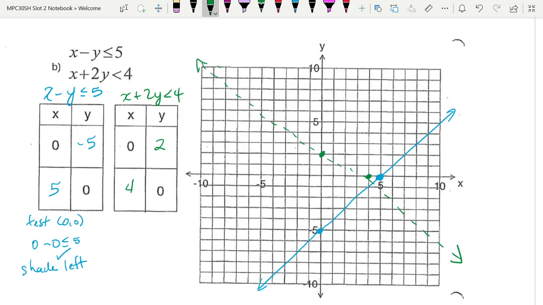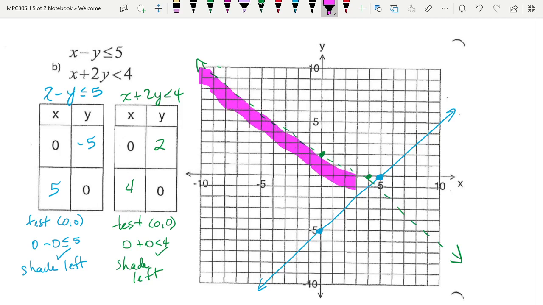Okay, and once again, I'm going to test 0, 0. And 0, 0 tells me that 0 plus 0 is less than 4. So once again, that's true. 0 is less than 4. So I have to shade to the left, don't I? Right? So again, shade left. Okay, so I'm shading left of both lines. Can you kind of see which zone that is? It's this zone in here.